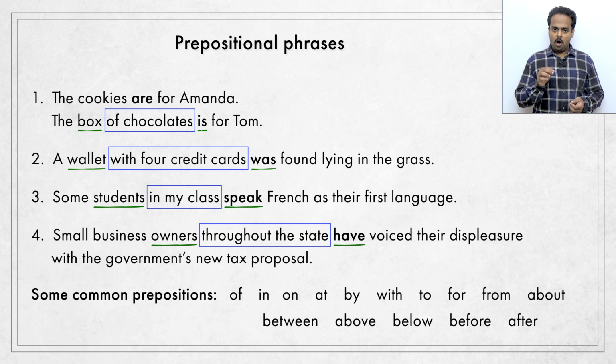If such a phrase occurs before the verb in a sentence, it will act just like an adjective to give information about a noun. So identify that noun, like box, wallet, students, owners, etc. If the noun is singular, then add S to the verb. If the noun is plural, then don't add an S to the verb. If the verb is be, then choose the correct form: am, is, are, was, or were.